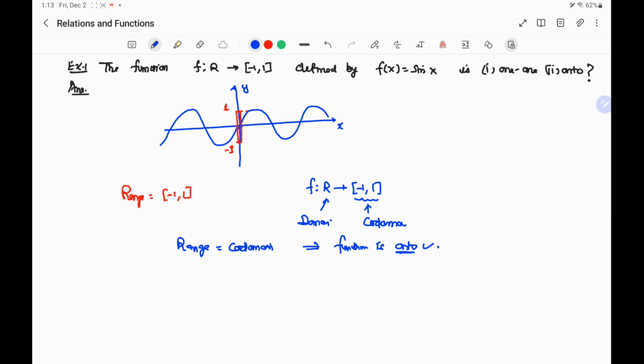For a function to be 1-1, distinct elements of the domain should have distinct images. If we take one of the values, say f(x) equal to 0, then it means sin x equals 0. This implies that x will have the values, say 0, pi, 2 pi, and so on. Therefore, there is the same image for distinct elements of the domain. Therefore, the function is not 1-1.